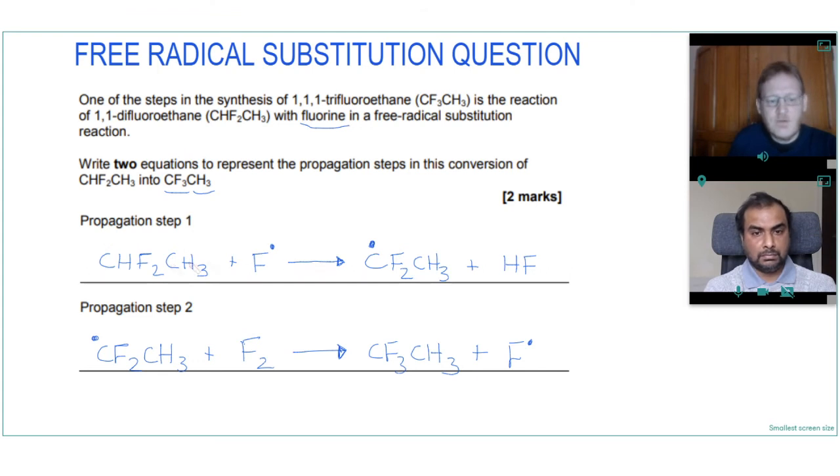So we've done our free radical propagation steps for the conversion of CHF2CH3 into CF3CH3. And the cycle continues with the fluorine radical meeting another one of these, until that reactant is used up.